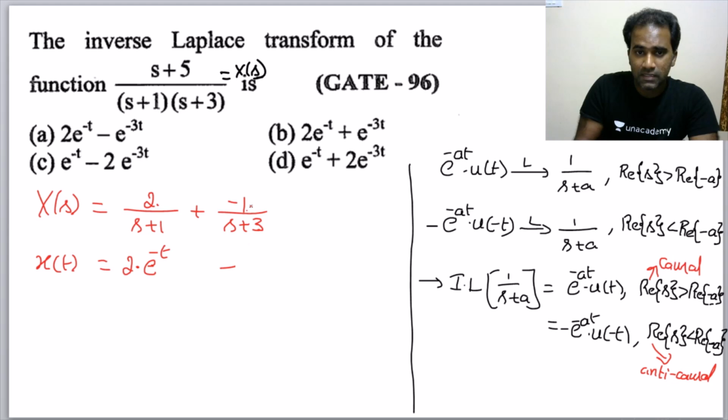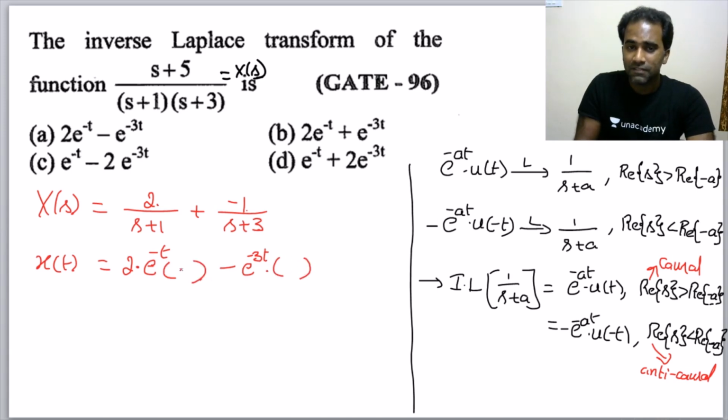Next step, here it is minus 1 multiplied with the function corresponding to s plus 3. 1 by s plus 3 is e power minus 3t, because the pole is minus 3. Next step, is this multiplied with u of t or minus u of minus t? That we are not sure. So we can fill these two gaps if the ROC is mentioned.